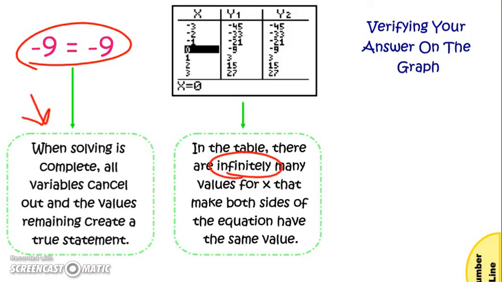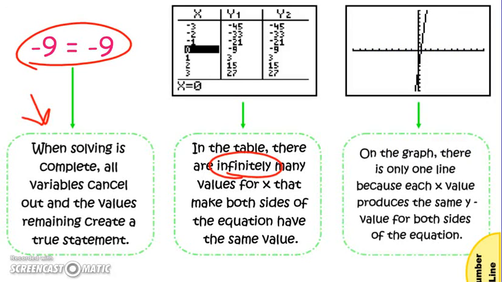Again, you don't have to draw the graph, but you do need to draw or write the sentence. It says on the graph there's only one line because each x value produces the same y value. That means you can have any number and it's going to get you the same answer on the other side of the equation.